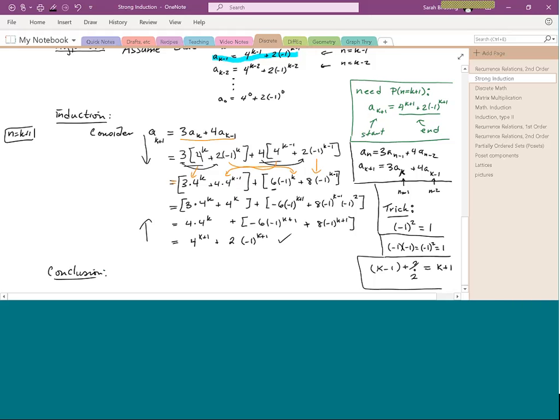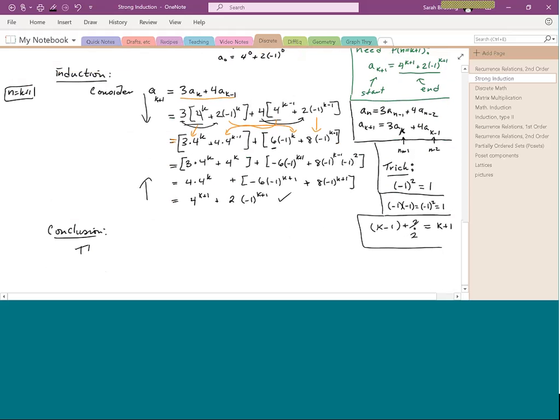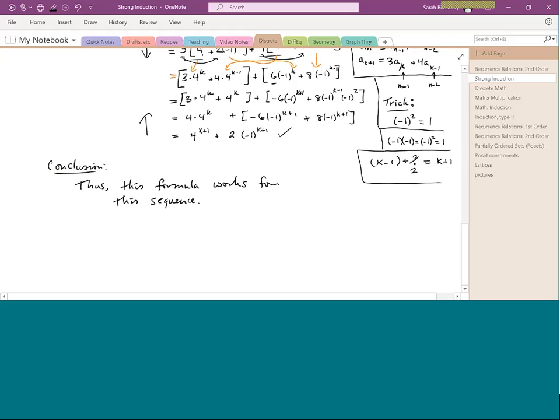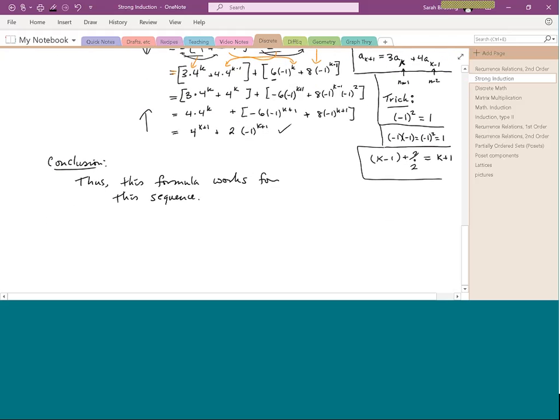Since it worked out, our conclusion here would be, thus, this formula works for this sequence. And I was too lazy to write down the actual formula. Okay? Questions? Make sense? Kind of feeling a little bit okay? Could at least follow it when I did it, which I think is where we're at right now.